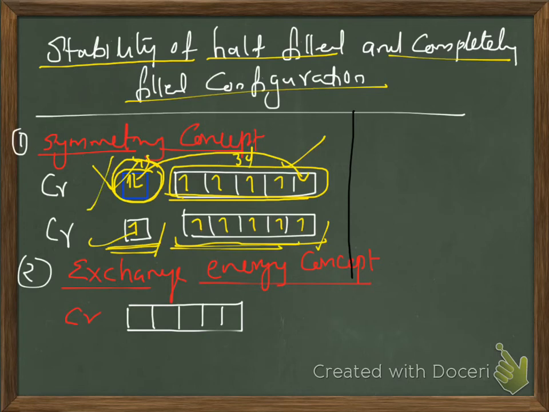Now we have to see the exchange energy concept. For chromium we have actually the 3d4 configuration. If half filled atomic orbitals come in degenerate orbitals in parallel direction, they will exchange their orbitals.